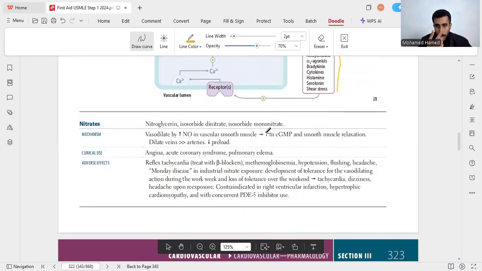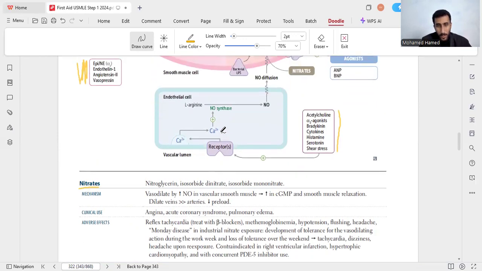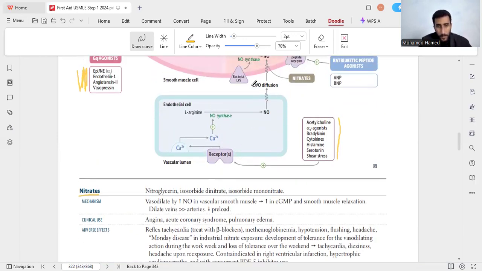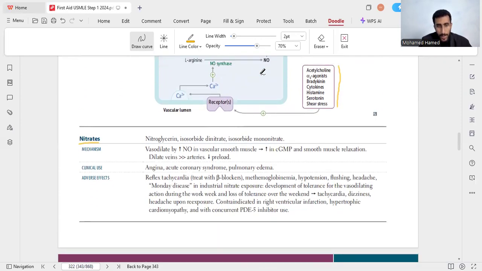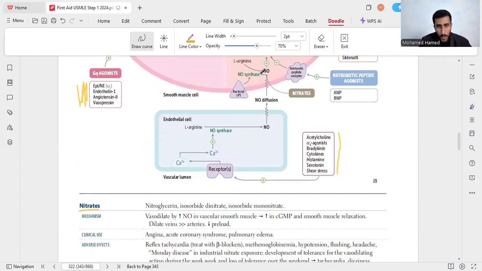After we have gone through this drawing and the illustration, we are going to talk now about every drug. So the nitrates: nitroglycerin, isosorbide dinitrate, isosorbide mononitrate, essentially the same. They cause vasodilatation by increasing nitric oxide in the vascular smooth muscle, so increasing cyclic GMP and smooth muscle relaxation.